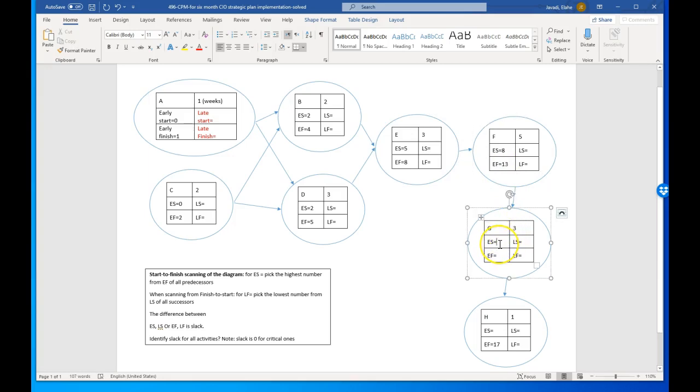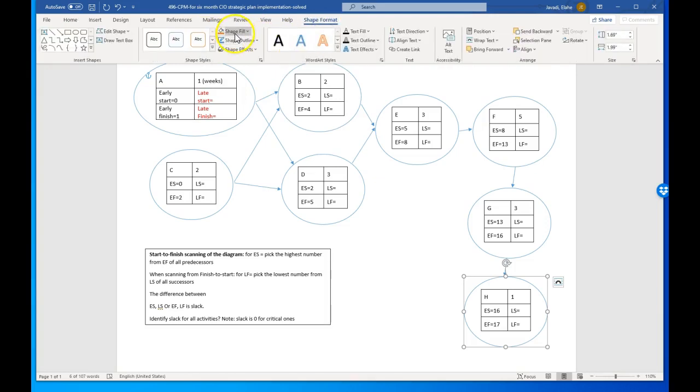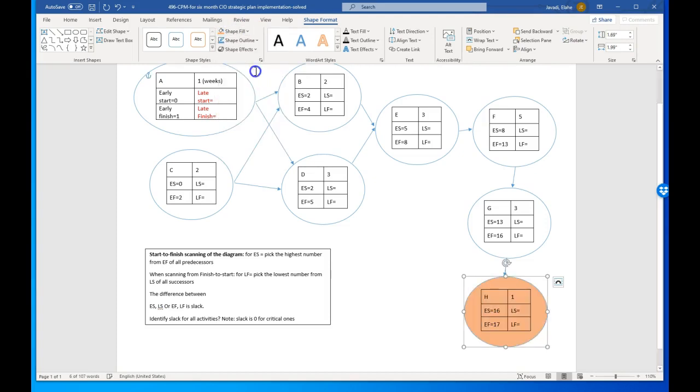G's early start is 13. 13 plus 5, 18. And this one, 13 plus 3, I'm sorry, 16. And then I get the 16 here. 16 plus 1, 17, was already written. So the last one seems to be always, you have only one choice here. We're going to highlight that as critical because there is no other way to get from the beginning to the end without going through H.